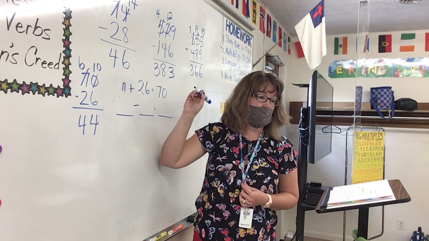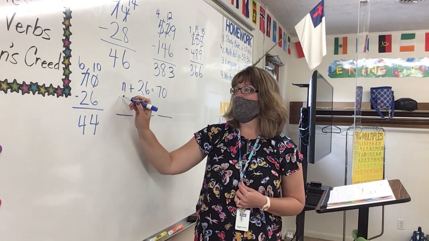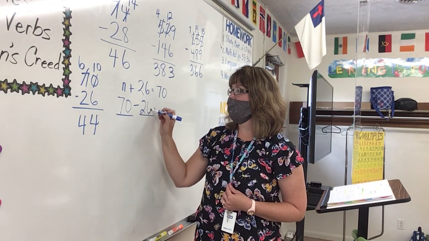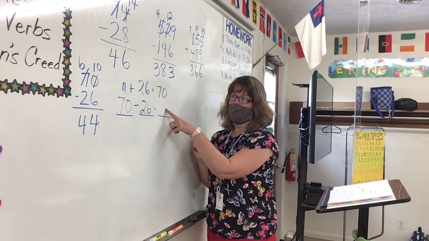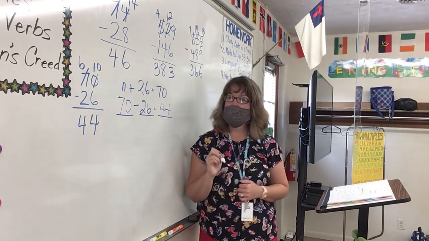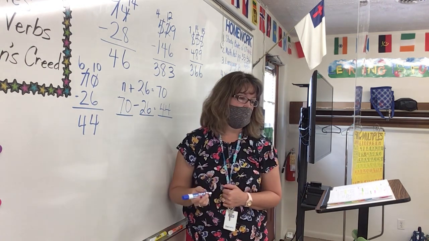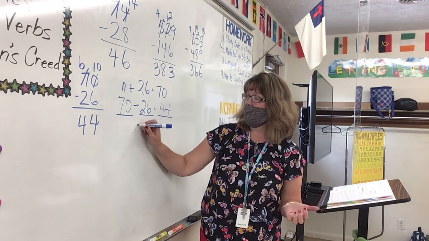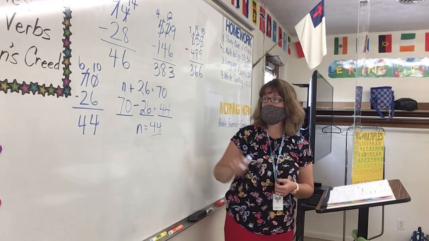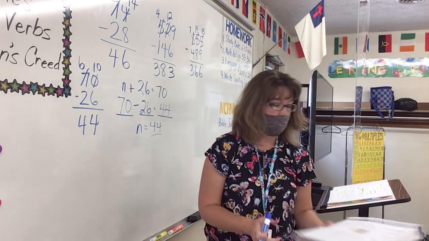Oh, I see what they're having you do. Okay, so this sentence is actually what we just did. So we do 70 minus 26, and our answer is 44. So we're writing a number sentence for what we just did. And so that means that n equals 44. Okay? Let's do the next one together.